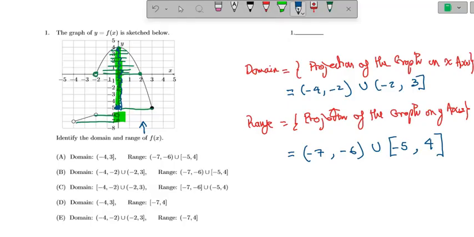So again, the right choice should be, I think, B. The best choice is going to be B, although E has the same domain but has a different range. So you needed to do both of them, domain and range.